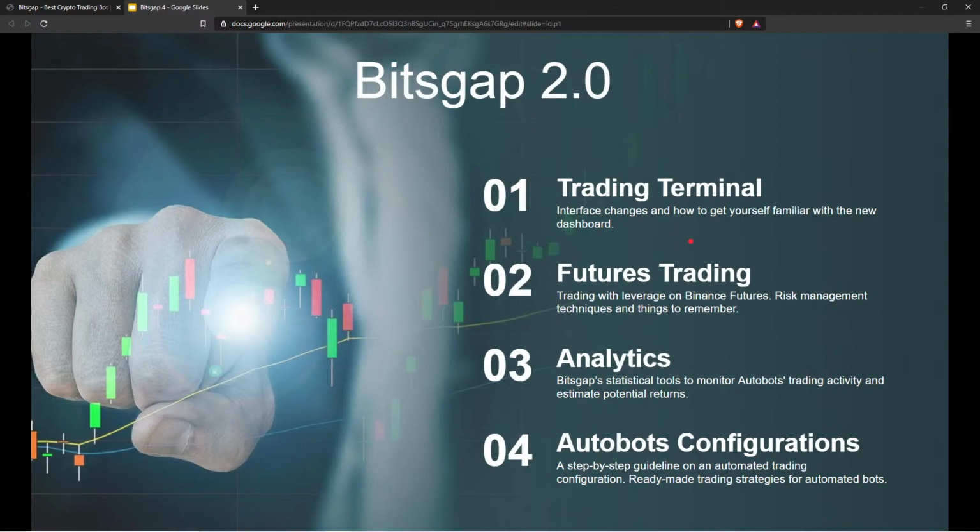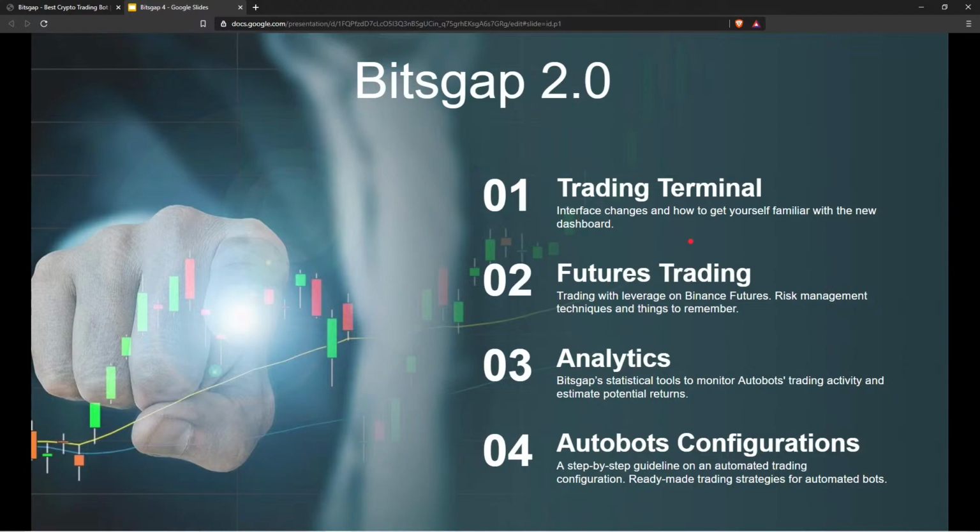Today, even if you haven't used Bitsgap before, if you are a newcomer and you are not yet familiar with the system, the interface, and how everything works, then already today, during this webinar, you will be able to create your first Autobot if you haven't ever configured any automated trading systems. You will be able to start trading futures, or at least to monitor your open positions through the Bitsgap trading terminal on your Binance exchange.